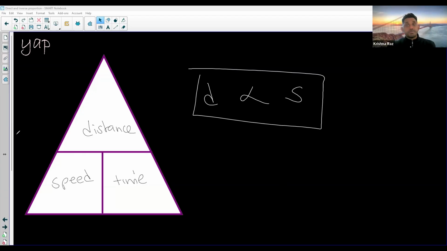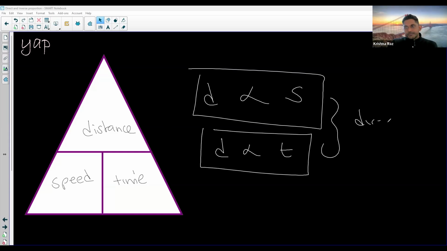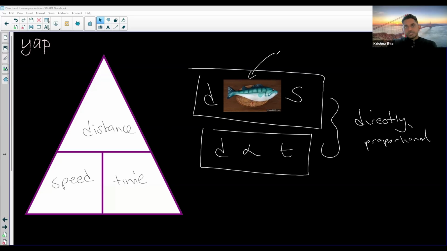As well as distance being proportional to speed, we could say distance is also proportional to time. If this time we kept our speed constant, if we halve the time, we would go half the distance. If we doubled the amount of time we were traveling, we would double the distance, as long as speed is constant. So these two are directly proportional. And this fish sign means proportional.